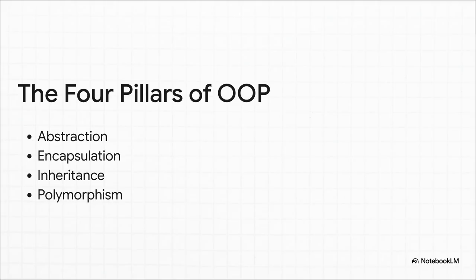And here they are: abstraction, encapsulation, inheritance, and polymorphism. These are the 4 pillars. You have to know them. And trust me, they're not just fancy buzzwords for an interview. They're the ideas that make your code clean, reusable, and honestly, a lot easier to manage. So let's hit them one by one.